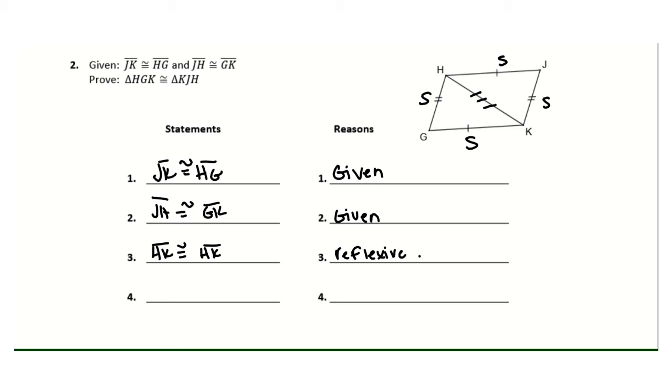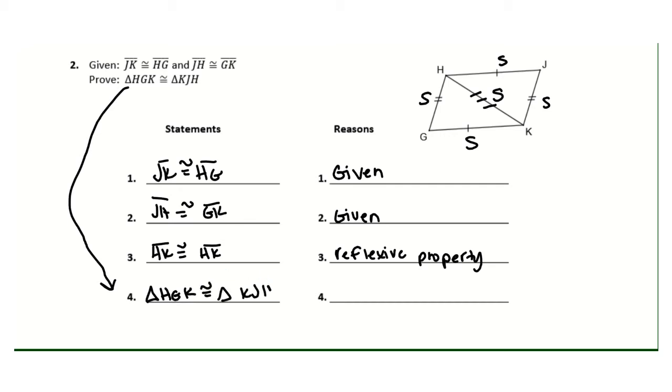And again, all the reflexive property tells you is that everything is equal to itself, right? This line as a part of this triangle is congruent to this line as a part of this triangle. It's the same thing, it's congruent to itself. So now we have a side, and a side, on this triangle, side, side, side. So we can use our proven statement here. So triangle HGK is congruent to triangle KJH by SSS congruence.